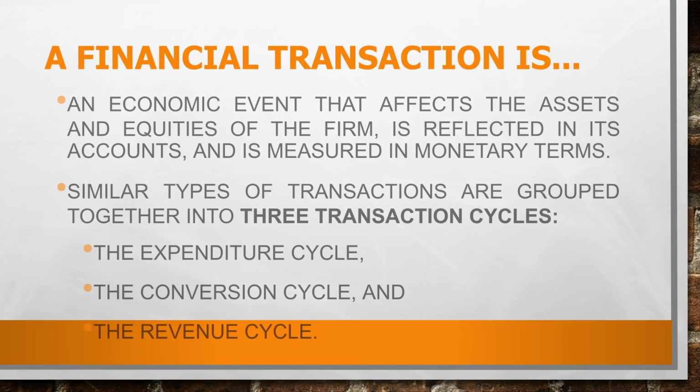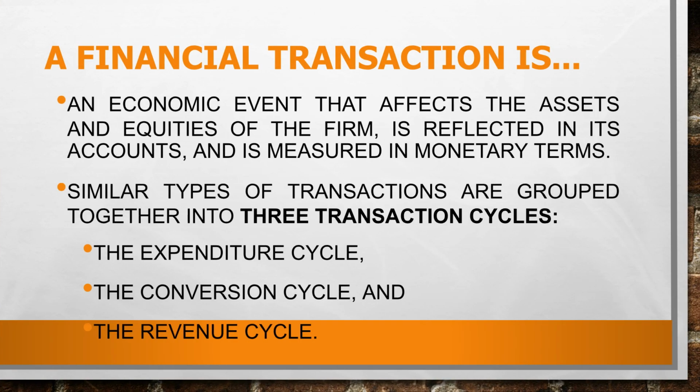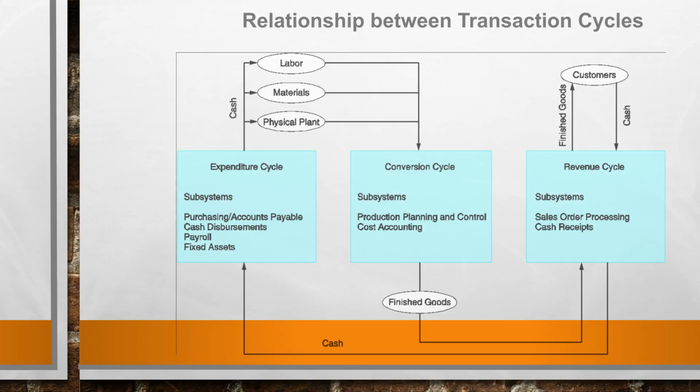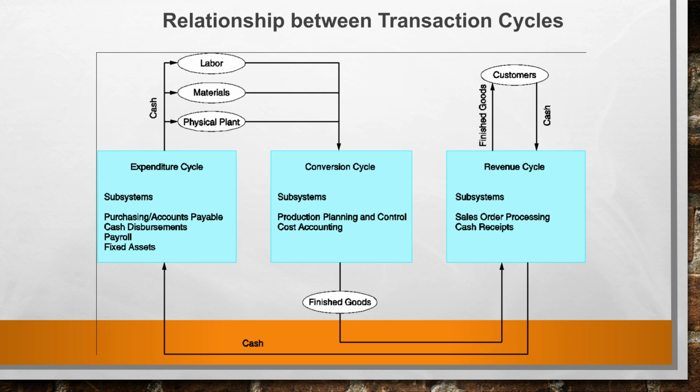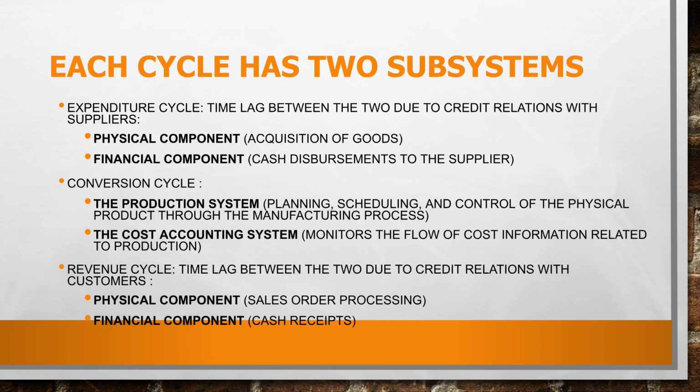A financial transaction is an economic event that affects a firm's assets and equities, is reflected in its accounts, and is measured monetarily. These are grouped into 3 cycles: expenditure, conversion, and revenue. This diagram illustrates the relationship between these transaction cycles, showing the flow of labor, materials, and cash across the expenditure, conversion, and revenue processes. Each cycle contains 2 primary subsystems, a physical component and a financial component, often separated by a time lag due to credit relations with suppliers or customers.